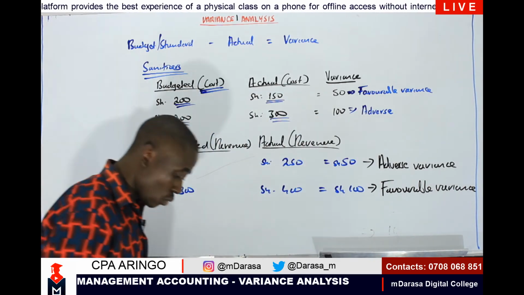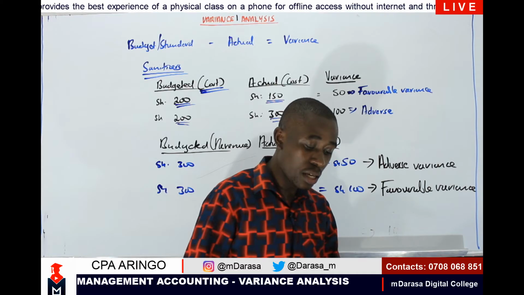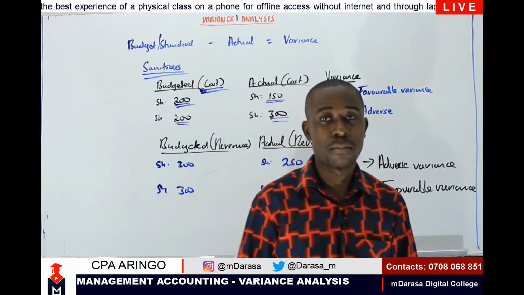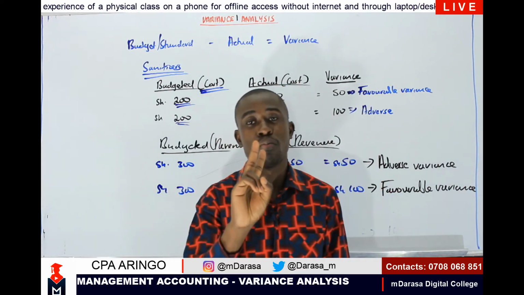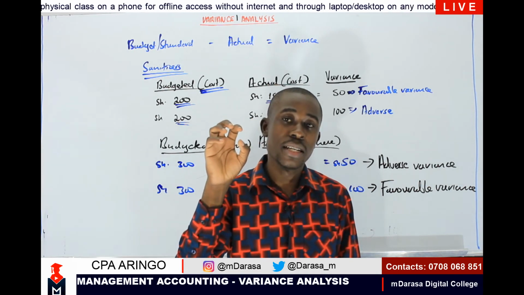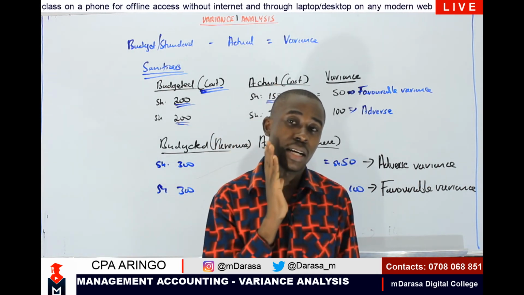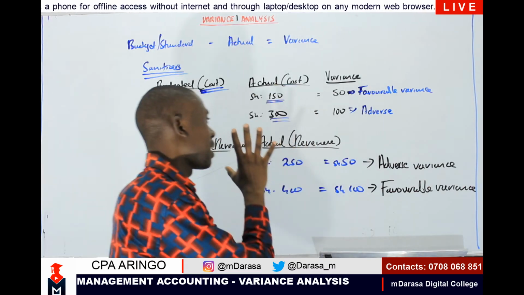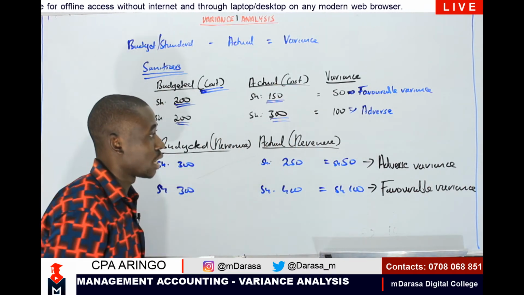So by now, my good student, what you should notice is that whenever I'll be talking of variance, I'll be looking at it from two perspectives. That is the aspect of favorable variance and the aspect of adverse variance, as we have clearly illustrated at this point.